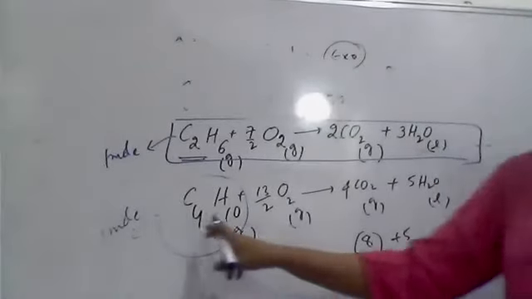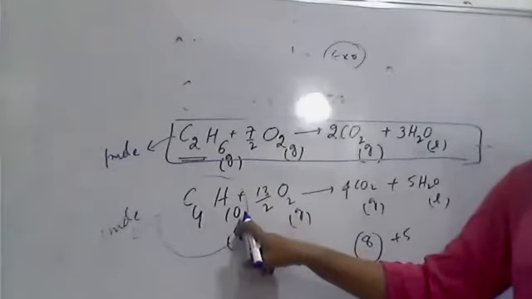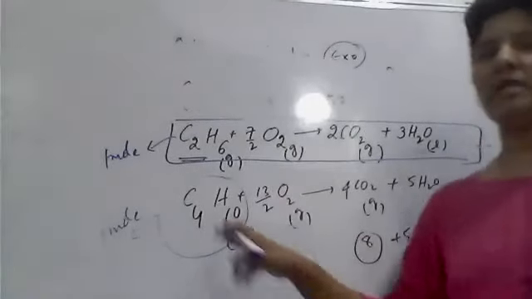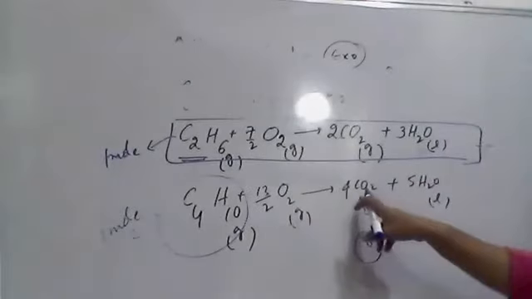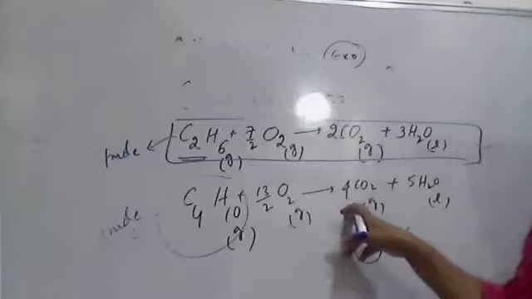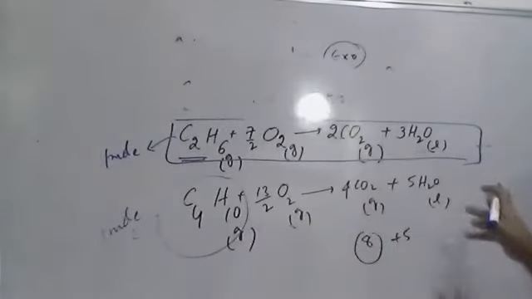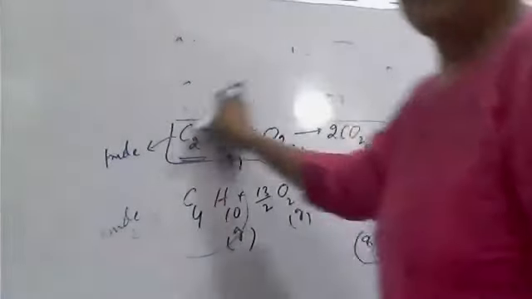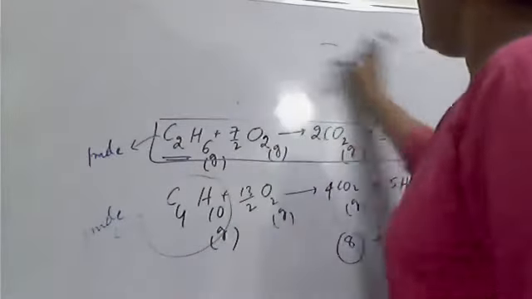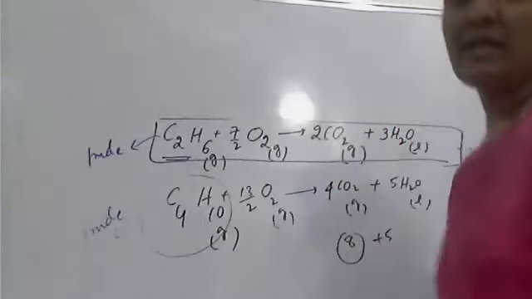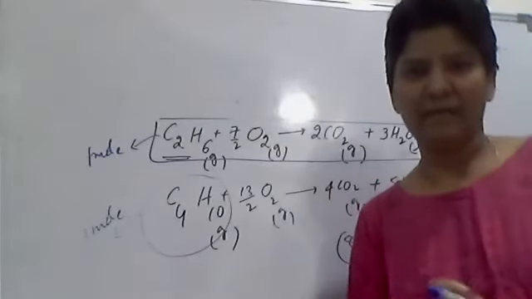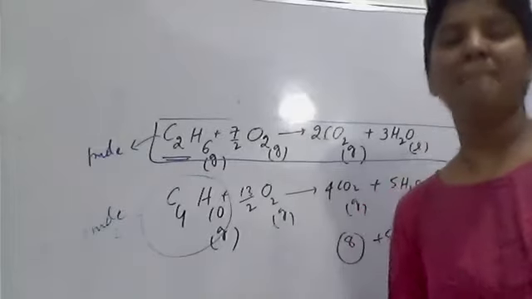Now see here, it is butane, C4H10. The oxygen required is 13 by 2. Butane contains 4 carbons, so all the 4 carbons are converted to CO2 gas. And 10 hydrogens, therefore 5H2O. Now next, you are going to write the balanced combustion reaction for benzene.